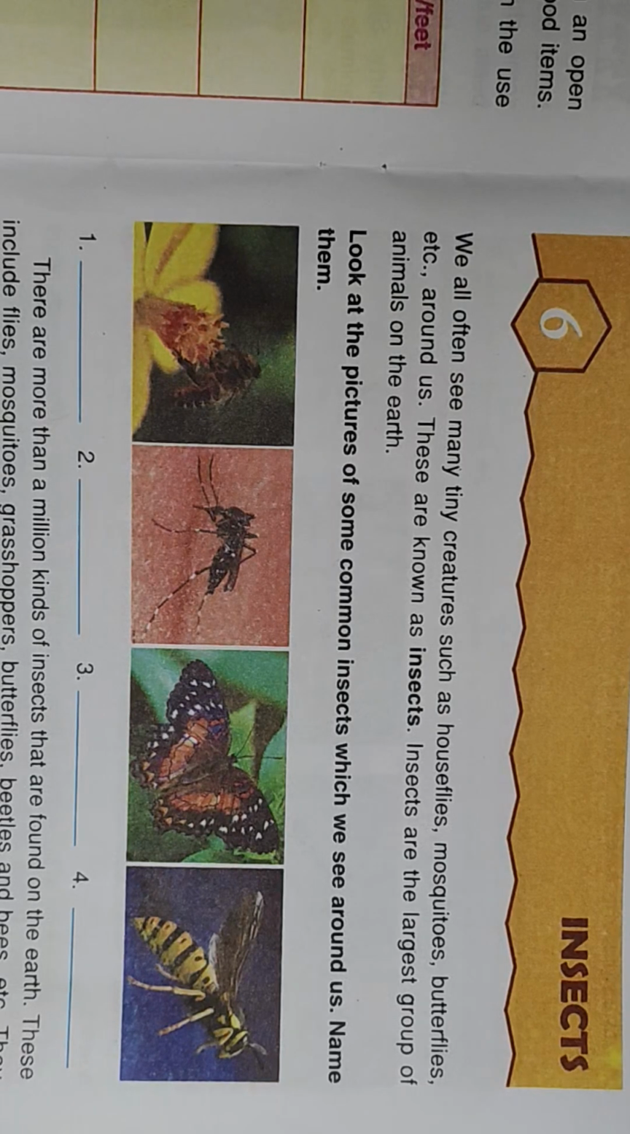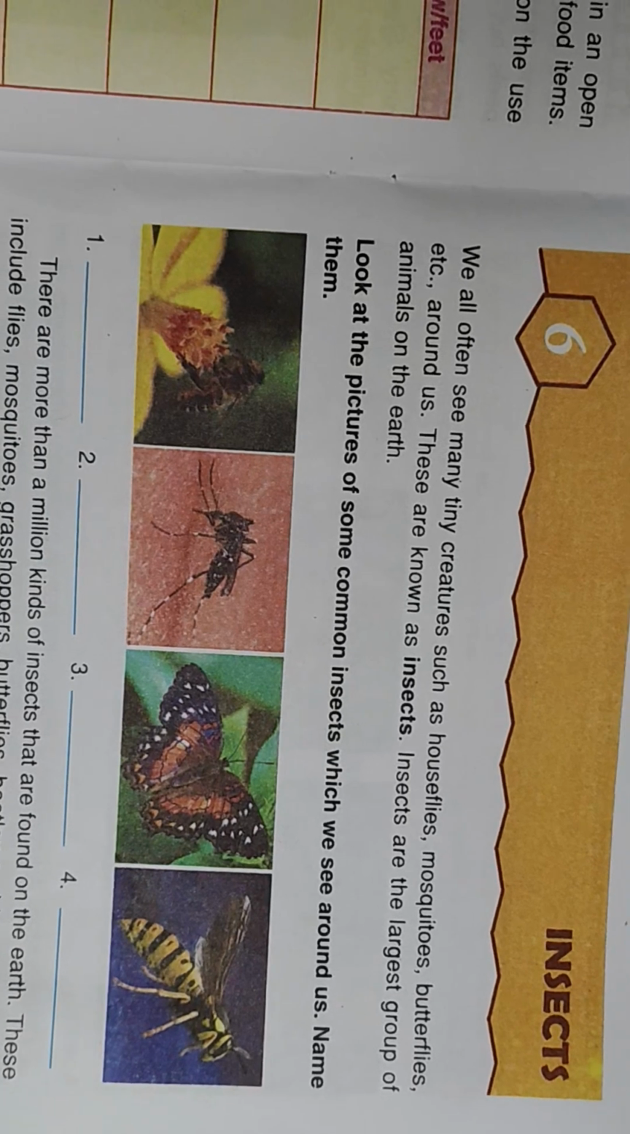So today we are going to study science. The chapter name is Insect. Chapter 6. We all often see many tiny creatures such as houseflies, mosquitoes, butterflies, etc. around us. These are known as insects. Insects are the largest group of animals on the earth.